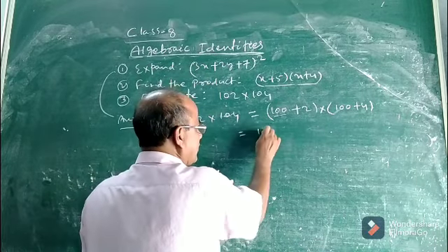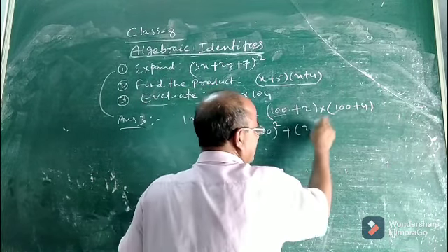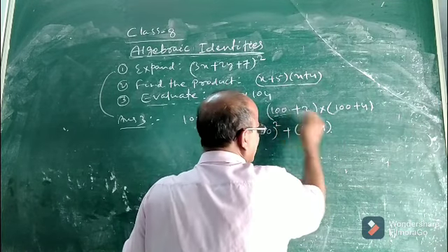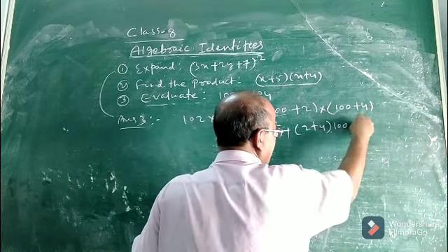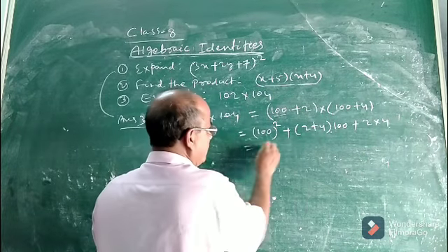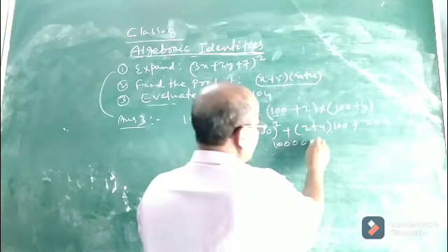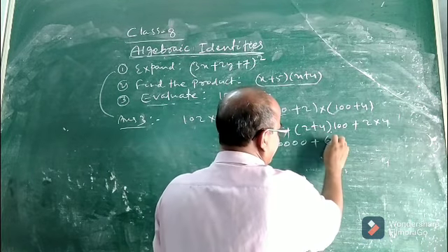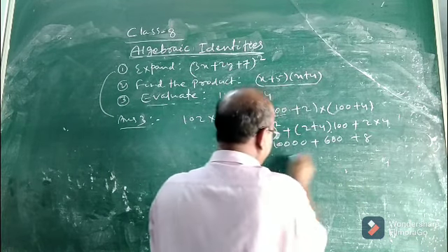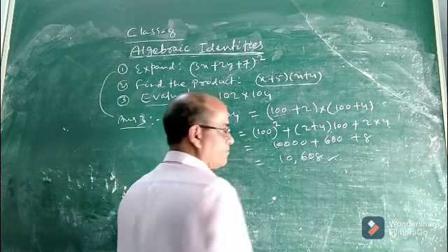So x square means the square of 100, plus (a plus b), that is 2 plus 4, into x, where x is 100, plus a into b, that is 2 into 4. Now you find the square of 100, it will be 10,000. This will be 6 into 100, 600. This will be 8. So the answer will be 10,680. You see, this is the answer.